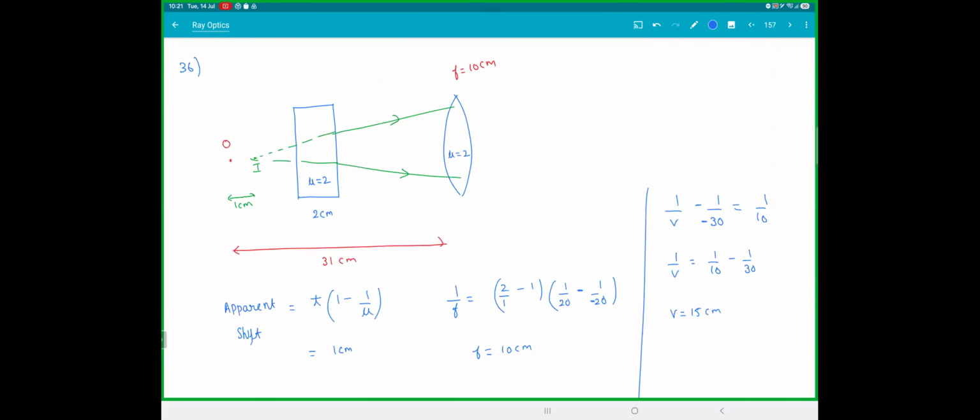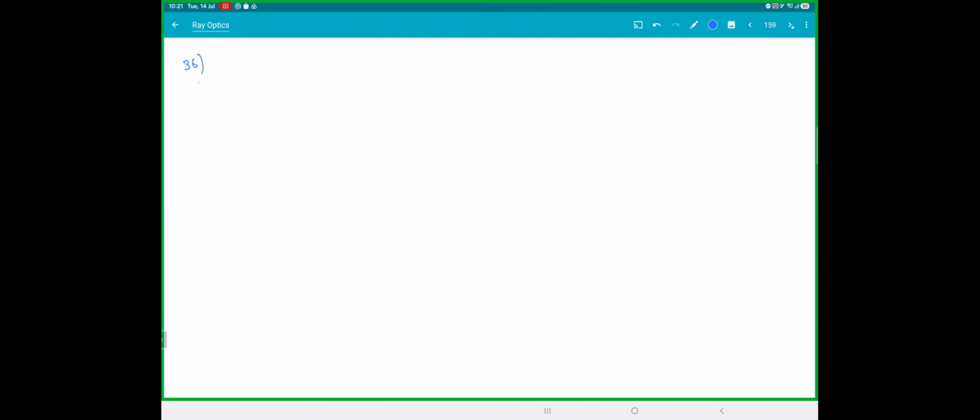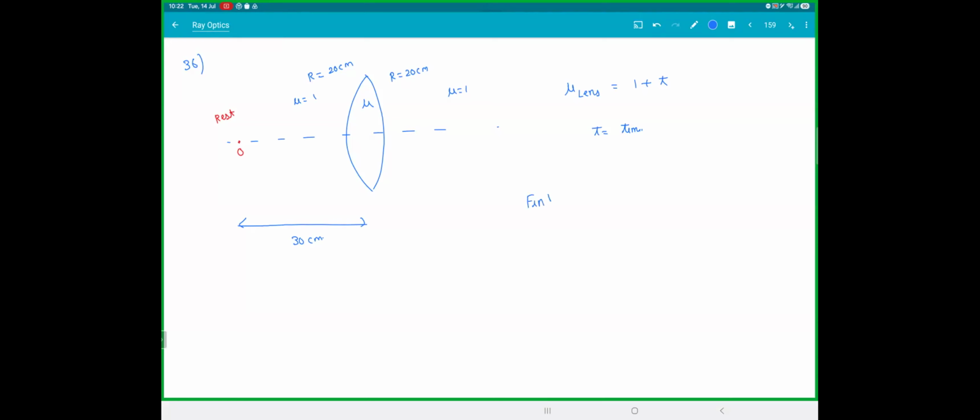Let's see one more. Let's say we got a lens. We have an object here at rest. Let this distance be 30 centimeters. Radius is 20 centimeters. The refractive index of the lens is given by 1 plus t, where t is time. So the refractive index of the lens is changing with time. Outside is air. Find the velocity of the image at t equal to 1 second.